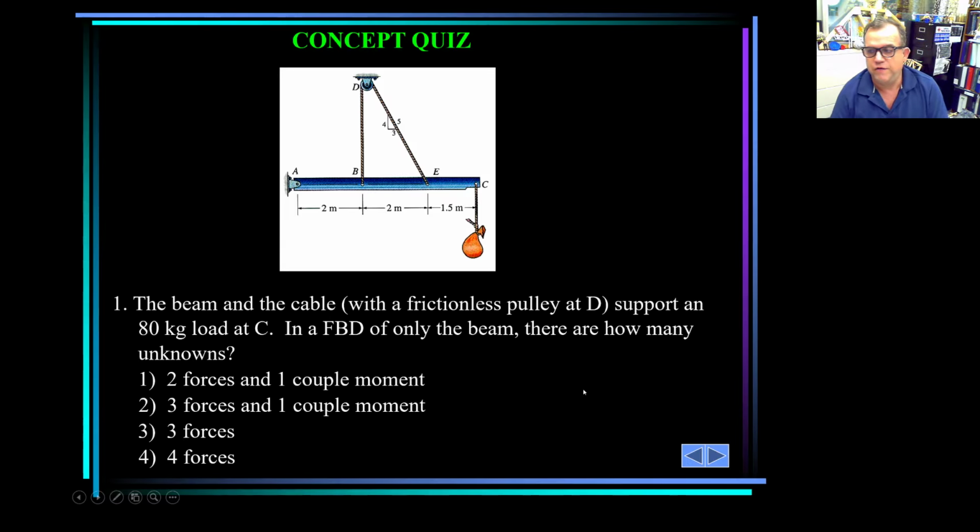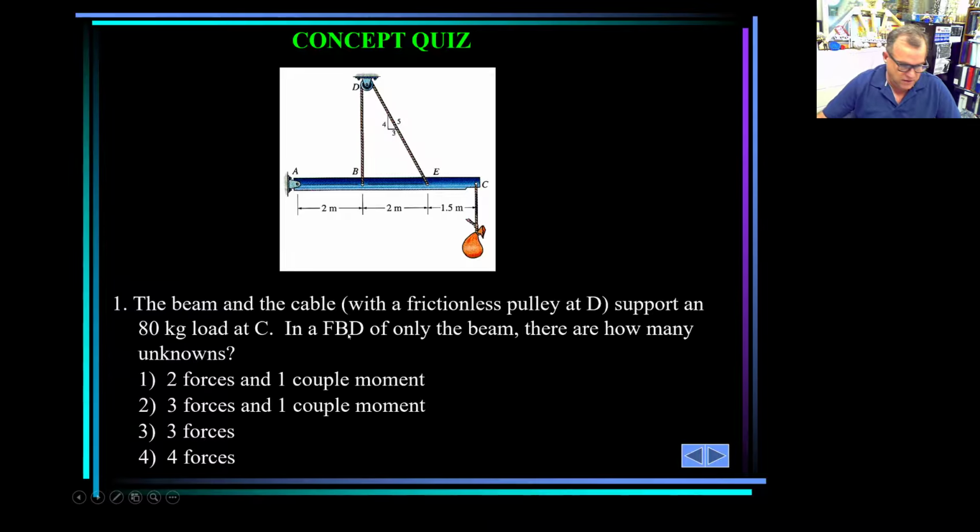Concept quiz. Oh, I love this because the majority of the students in class failed this. And it's not that I love the students failing. I would rather they fail in class and not fail in life or in the exam. So the first thing that you have to do is read the problem. What is the problem asking you to do?